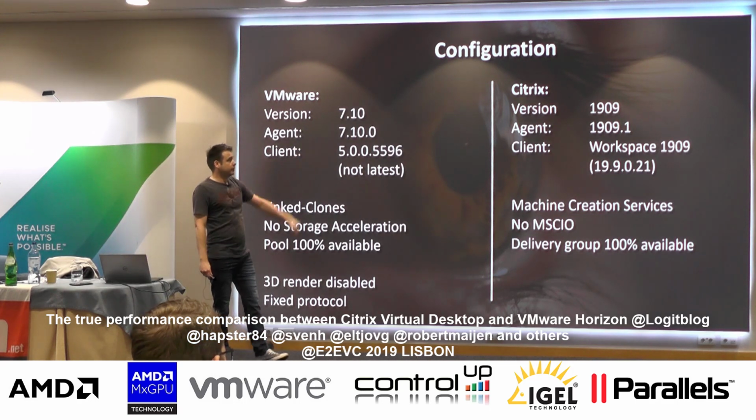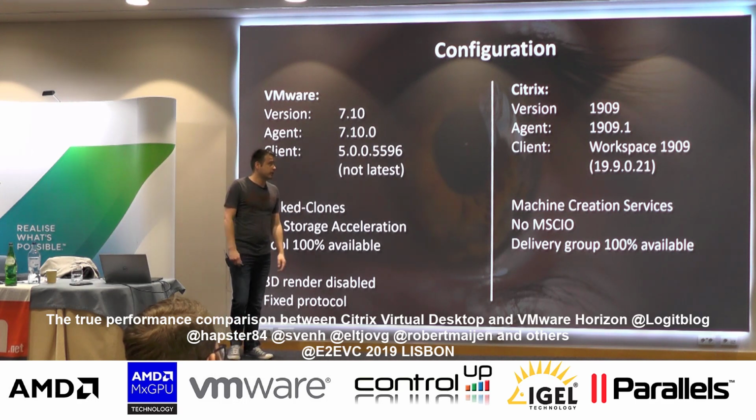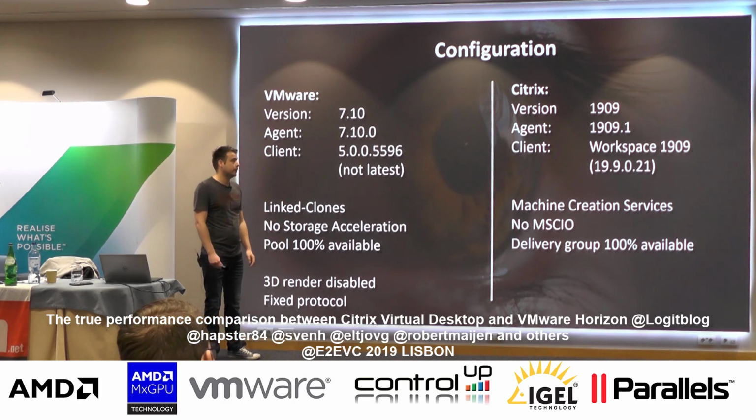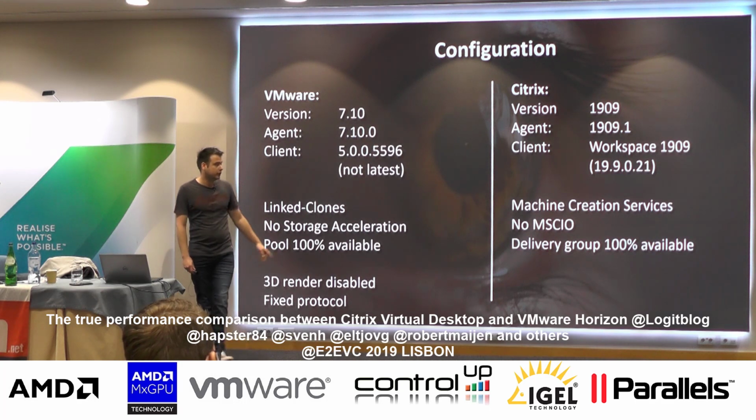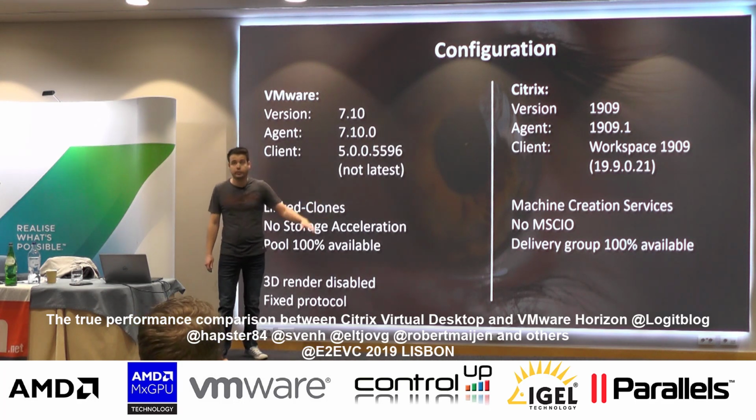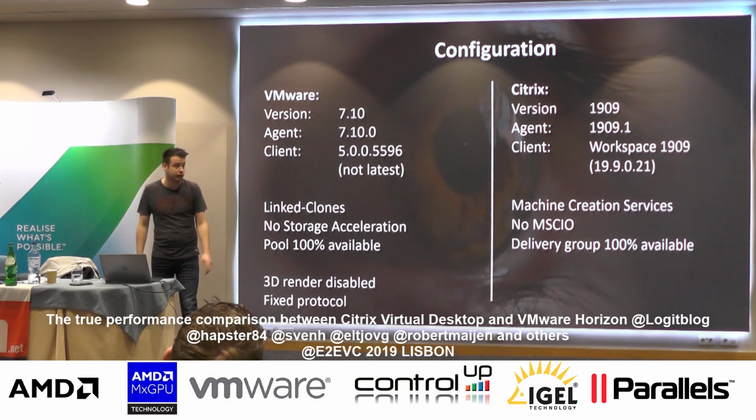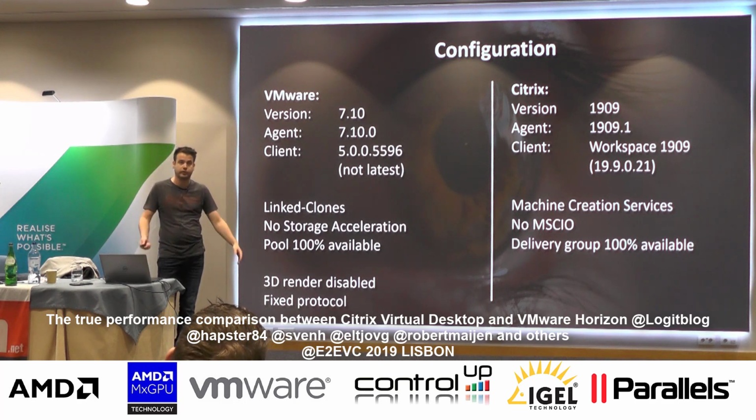So for Citrix, it's the latest available version, including the Workspace app. We're using MCS. There's also no MCS I/O implemented, so no storage optimization, and as well the delivery group is 100% available.